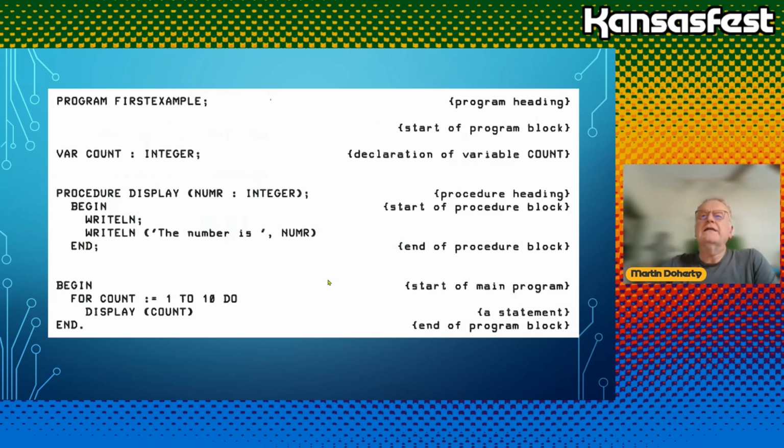A couple of quick examples. Very short example here, which declares a count as an integer variable, and it defines a procedure called display, where you pass it an integer parameter, and all it does is it writes out the number that you pass it. And then this is the main loop. This is the main block of the program, where you just count from 1 to 10 and you display the count. So it just loops 10 times and it calls the procedure 10 times, and the procedure prints out the number.